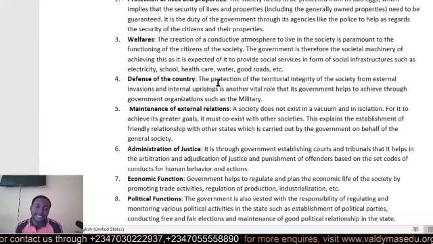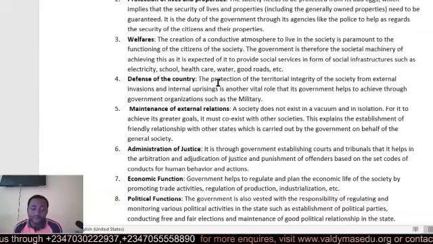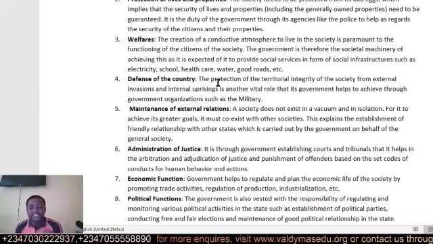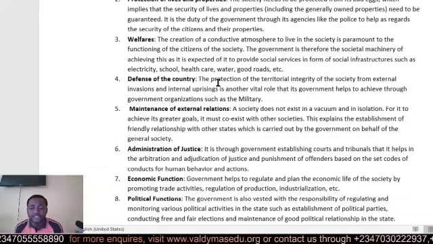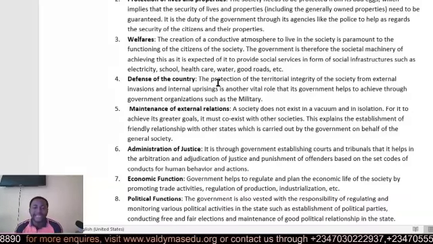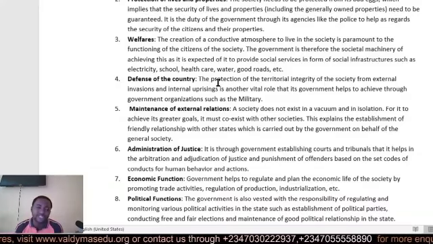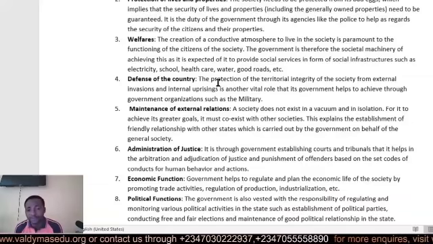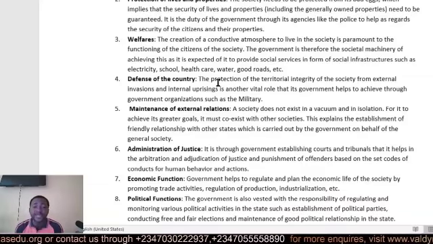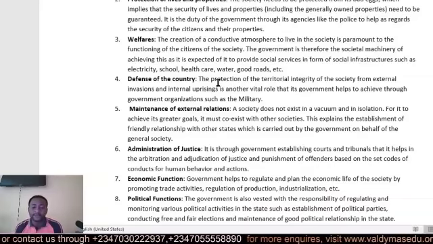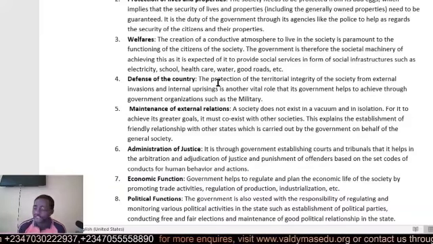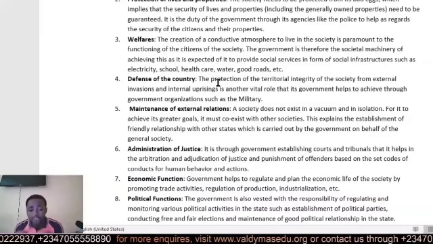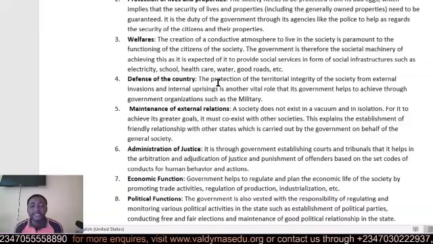Another need that calls for the establishment of government is the administration of justice. When we talk about the administration of justice, we are talking about government establishing courts and tribunals to help in arbitration and adjudication of justice, and sometimes even in the punishment of offenders. This is also needed in the society and therefore constitutes a function of the government established by the state.